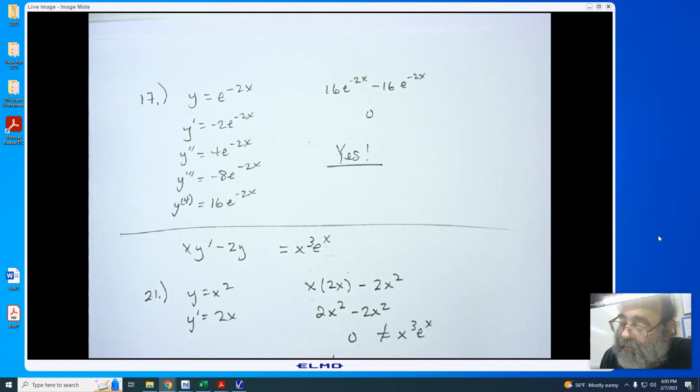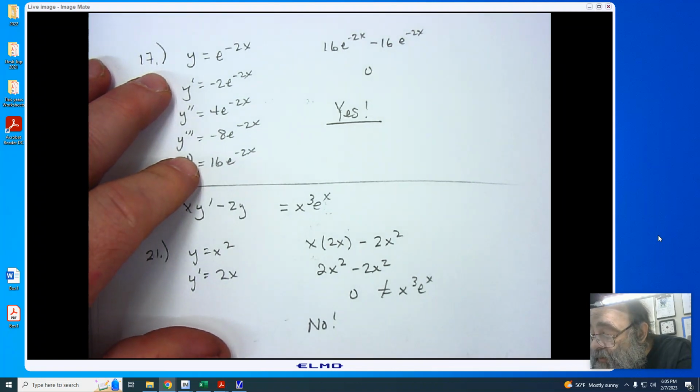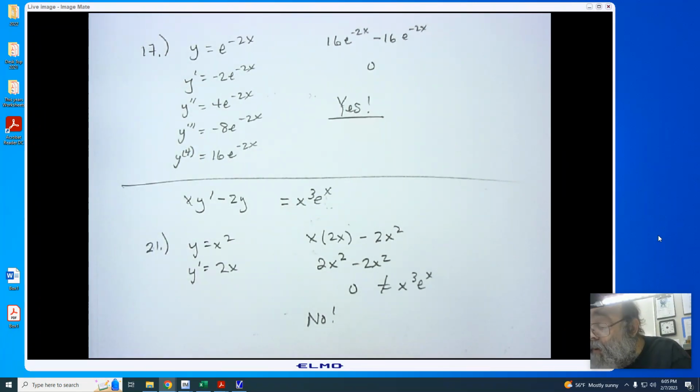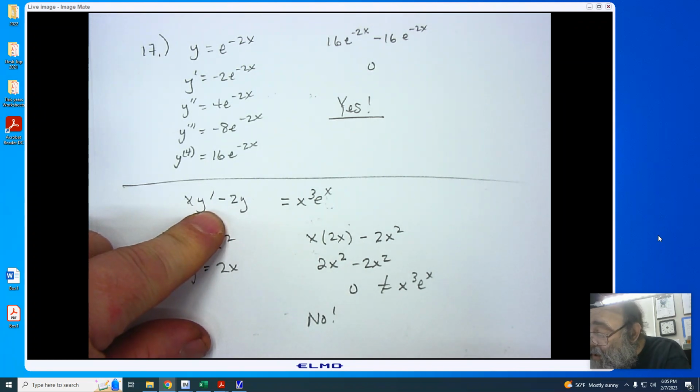Let's take a look at number 23. Number 23 gives me y equals x squared e to the x. And when I do my y prime, I'm looking at 2x e to the x, and I have a plus x squared e to the x. I can factor out e to the x, leaving me with a 2x plus x squared, and I can now put this into my form. So I have x times e to the x times 2x plus x squared, and then I have minus 2 times x squared e to the x.